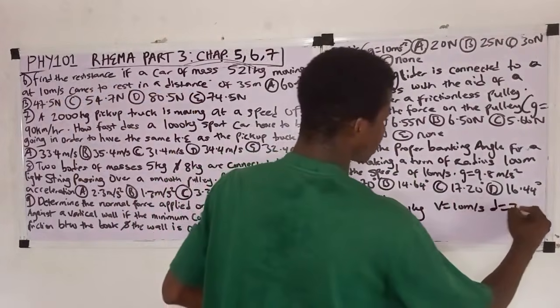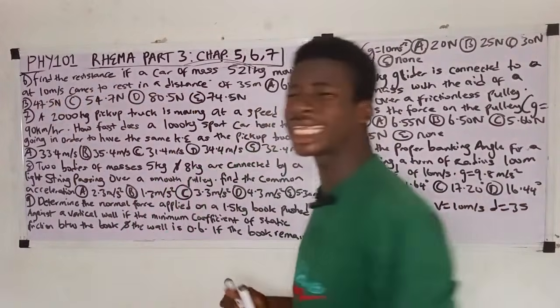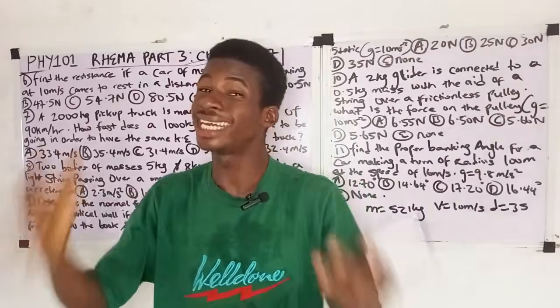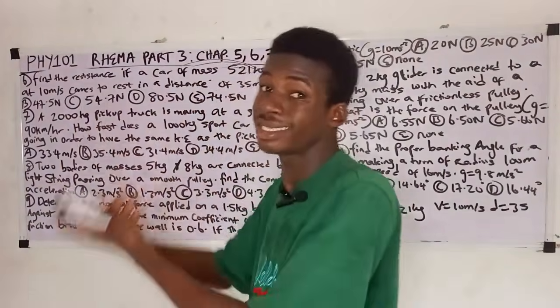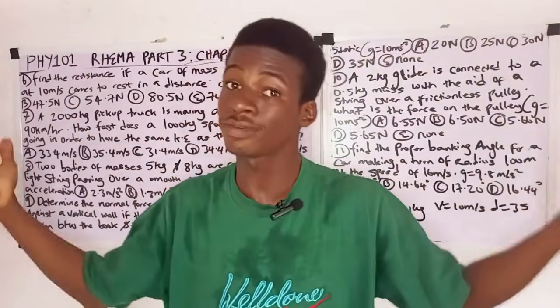So the distance is what? 35 meters. What are they telling us to look for? They are telling us to look for the resistance. Now resistance, what is it? We find the resistance. Now resistance means force here.